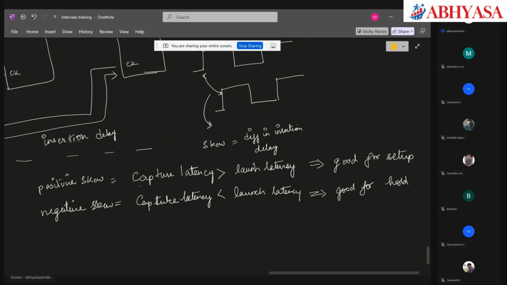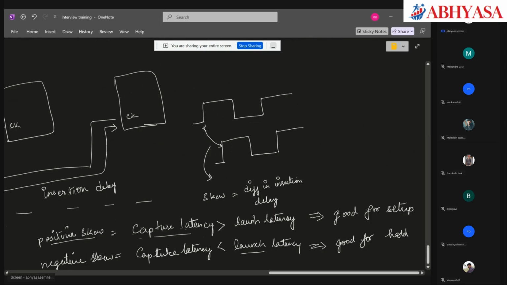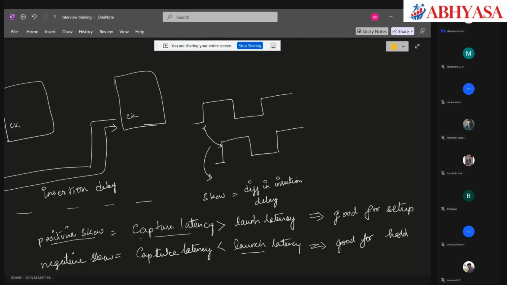Now, why do I need to decrease or increase the latency? To play with the positive skew and negative skew, right? If I want to fix setup, I will increase the positive skew, which means I will increase the capture latency so that I will fix setup. If I want to fix hold, I will increase the launch latency so that I will fix hold, right? So that is why we have to increase or decrease the latencies.